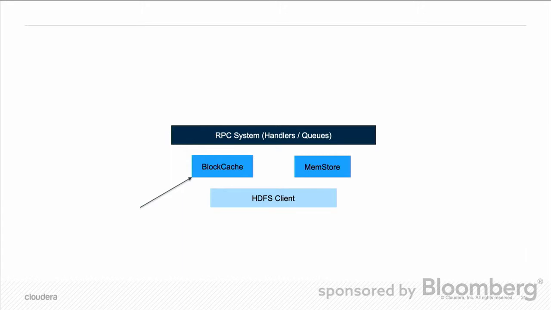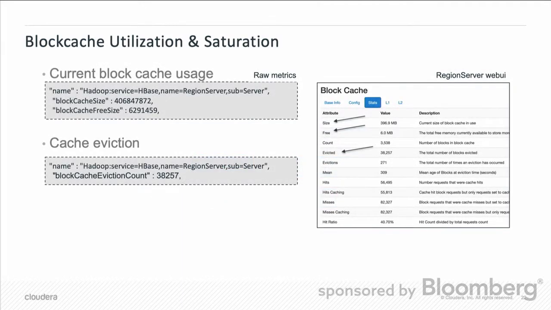So let's take a look at Blockcache next. In the context of Blockcache, utilization is a simple cache usage, which is available via raw metric and a web UI. If the cache is evicted, it means it's saturated.